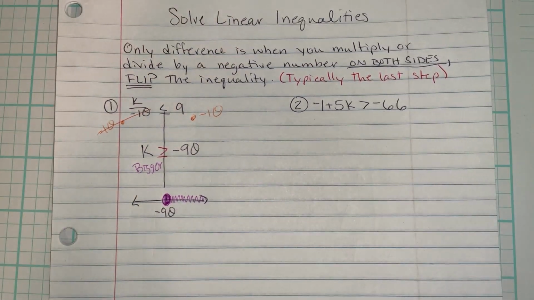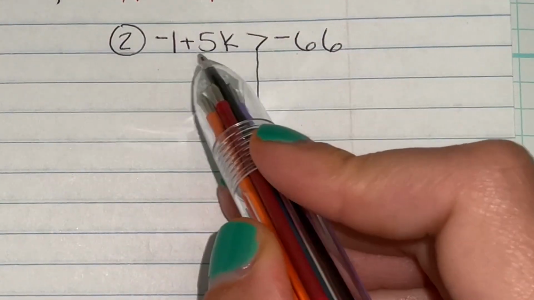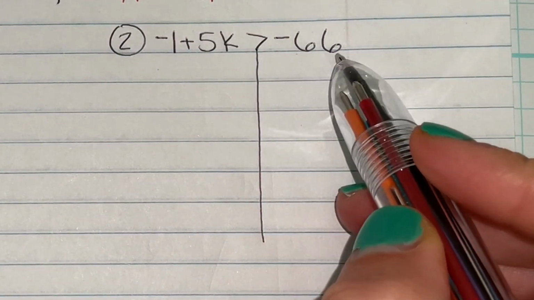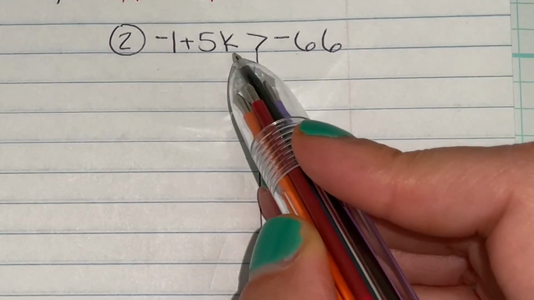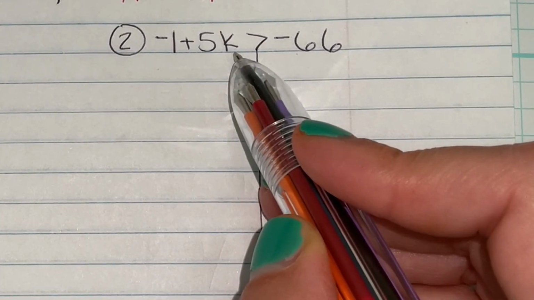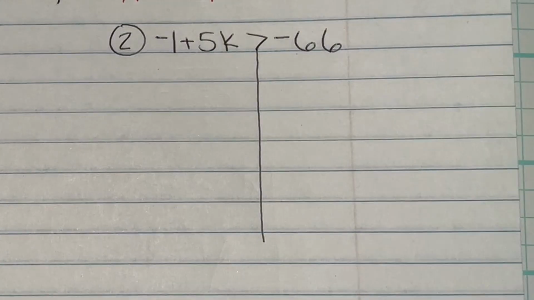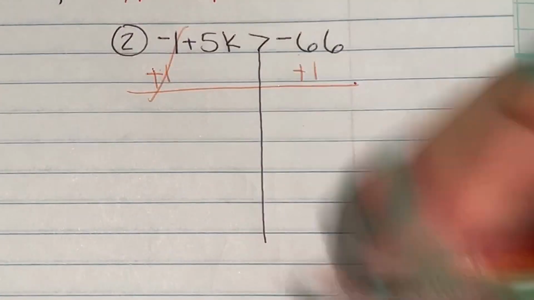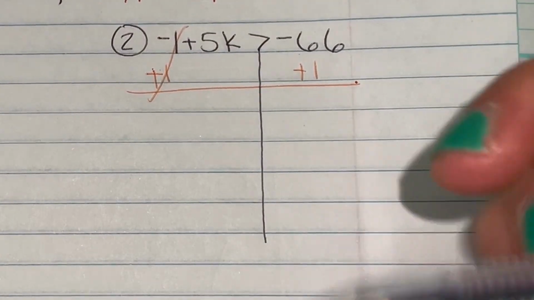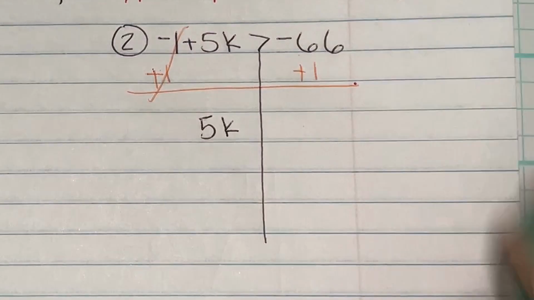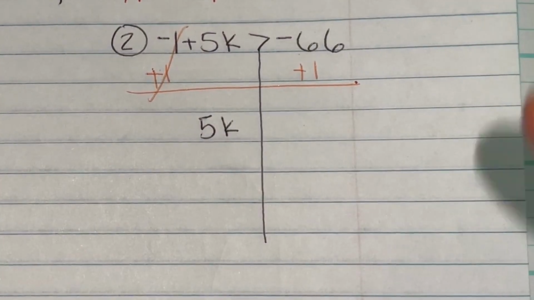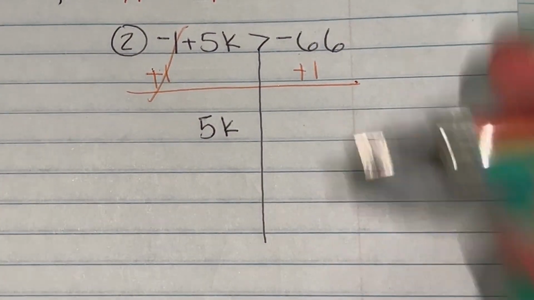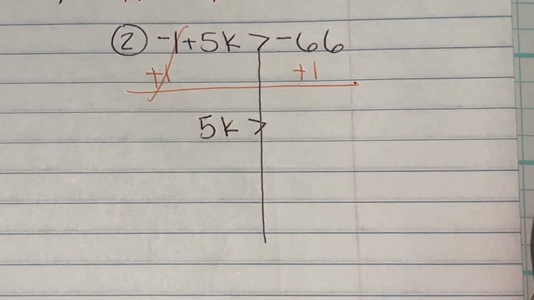Next one, as always, balance bar. Negative 1 plus 5k is greater than negative 66. So with my variable, I have a constant and a coefficient. I'm going to move the constant first. So I'm going to add that 1 on both sides. Bring down that 5k. It doesn't go anywhere. I added 1. I did not do any multiplying or dividing by a negative, so my inequality stays the same.